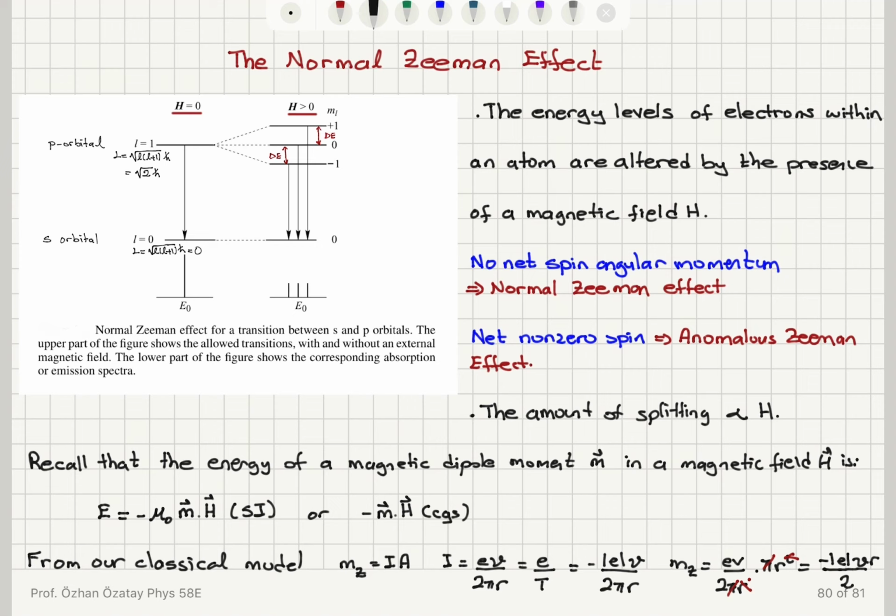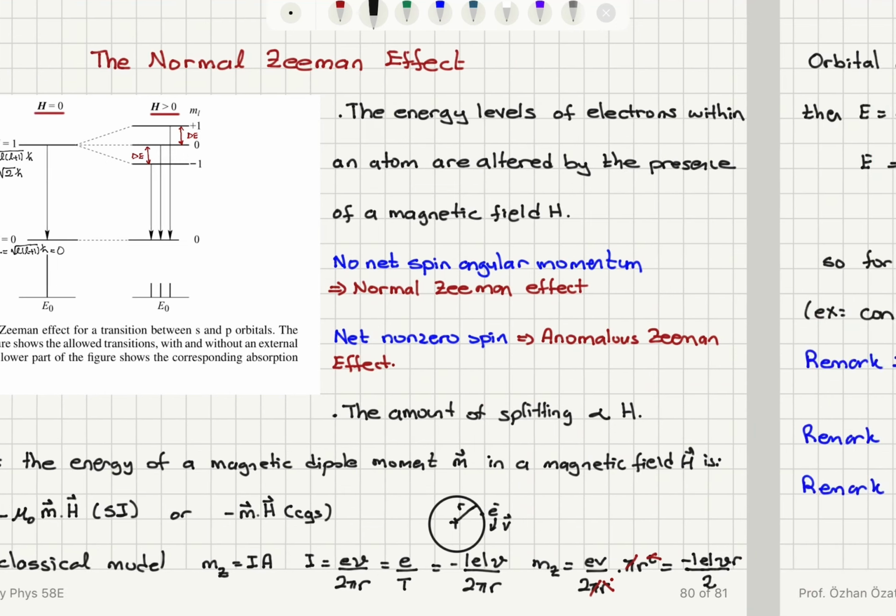And from our classical model, where we considered an electron that is orbiting around a nucleus, so we put a positive charge here, and we had an electron that is orbiting around the nucleus with a tangential velocity v. The radius of the loop was r, and we basically find that the current is electron charge divided by the period T, which is ev over 2 pi r. It has a minus sign because of the charge of the electron, and the corresponding magnetic moment on the z-axis, which is the axis on which I'm applying the magnetic field, is current times the area, ev over 2 pi r times pi r squared, which is minus evr over 2.